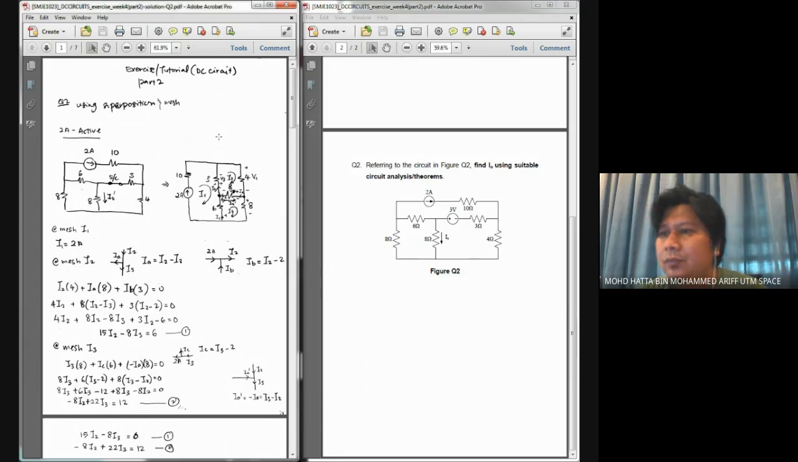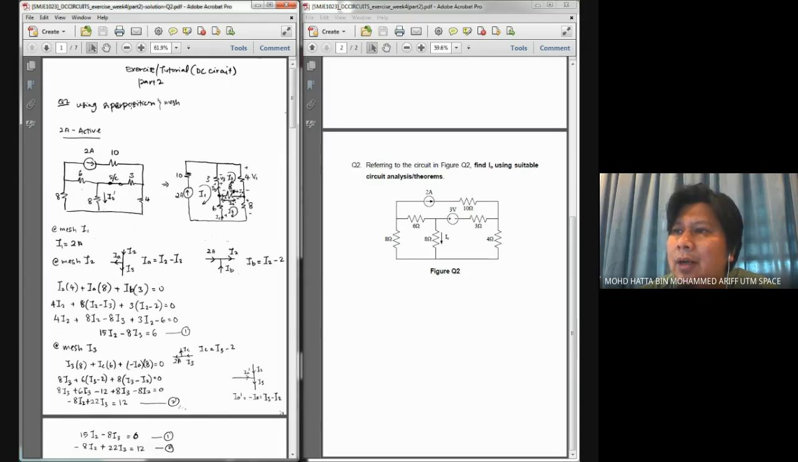Notify me. Okay. As I mentioned earlier, the first thing that I think about is superposition, because if I have only one source at a time, it's easier for me to analyze the circuit. If you look at my approach over here, I also use superposition. However, when I try to simplify my circuit, I saw I also need mesh analysis in order to calculate the value of IO over here.